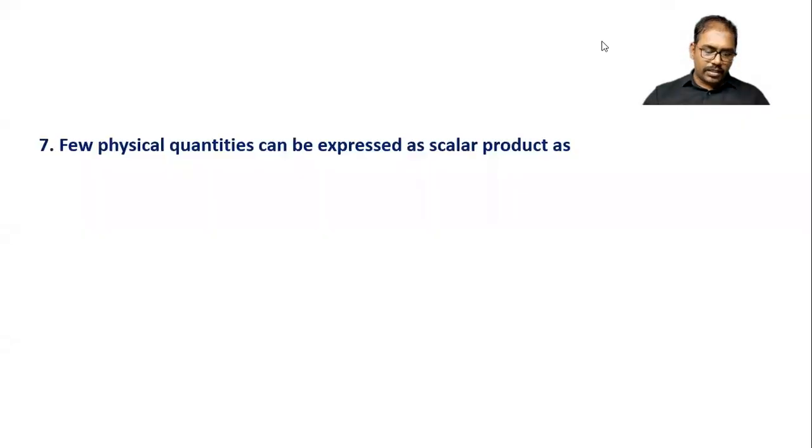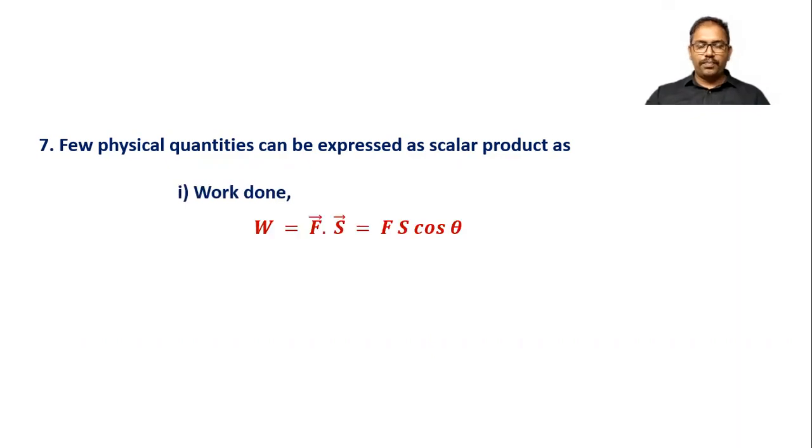Now characteristic number 7. A few physical quantities can be expressed as a scalar product. The first quantity we can discuss is work done. The formula for work done is F bar dot S bar. F bar is a vector, S bar is a vector, but work done is a scalar, because after the scalar multiplication of vectors we get a scalar quantity. So we can write F bar dot S bar is equal to F s cos theta.